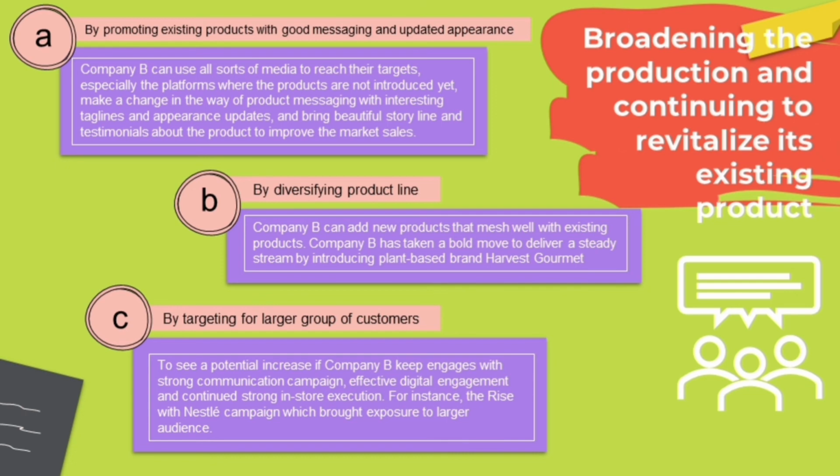Moving on, by targeting a larger group of customers. If Company B keeps engaging with strong communication campaigns, effective digital engagement and continuous strong in-store execution, for instance, the Nestle Salary for Life contest, the 70th Milo anniversary celebration, the Maggi Con for Malaysia and the Rise with Nestle campaign, then it can bring more audience to reach our product. To conclude, Company B is well positioned to deliver sustainable earnings for the balance of the year and beyond with its optimistic ideas.